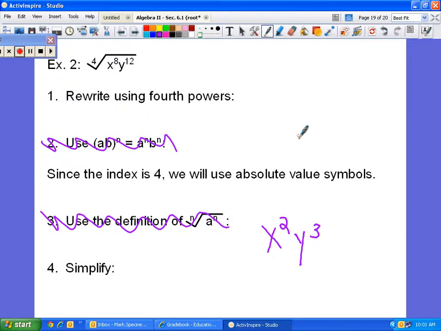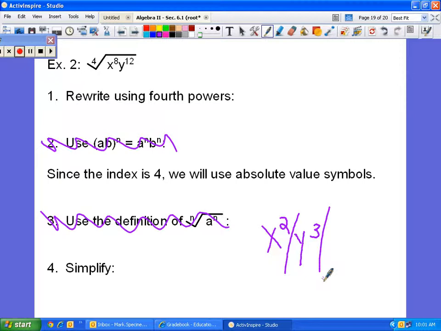Ask yourself a question. Can I get a negative answer? Yes. Can I get a negative answer for x? No. Can I get a negative answer for y? Yes. So if I can get a negative answer, what do I need to put in? Absolute value. Is it because it's the odd number? Yes.